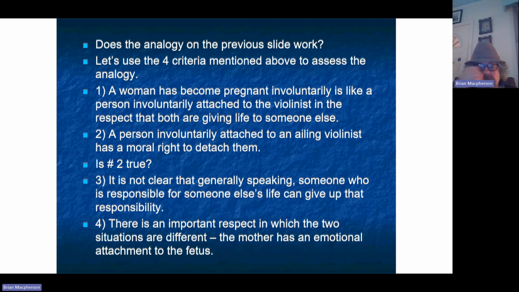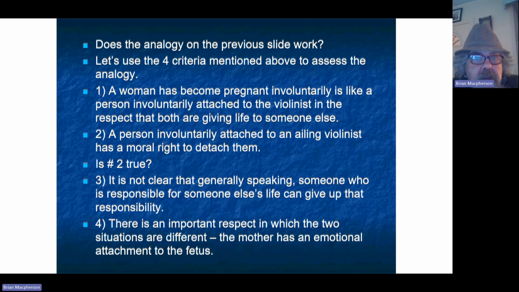Number 1, a woman that has become pregnant involuntarily is like a person involuntarily attached to the violinist, right, in the respect that both are giving life to someone else. I think it's fair to say that condition one is passed, right? They're both giving life to another individual, they're attached to them, and the attachment was involuntary. So I think it's fair to say that the first condition holds. Condition number two.